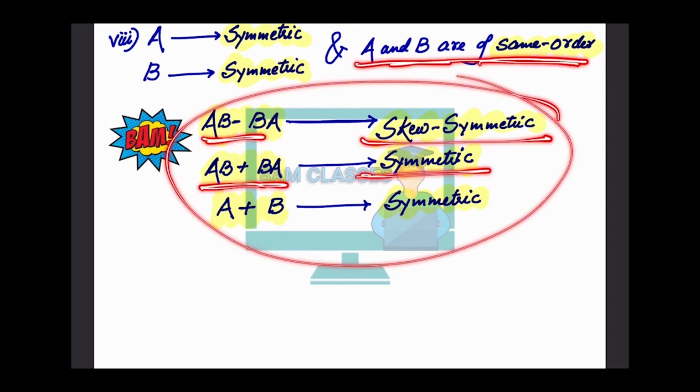AB minus BA, directly you can say skew symmetric. AB plus BA will be symmetric. A plus B will always be symmetric. So directly you can go through this.